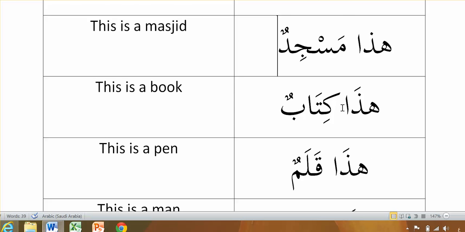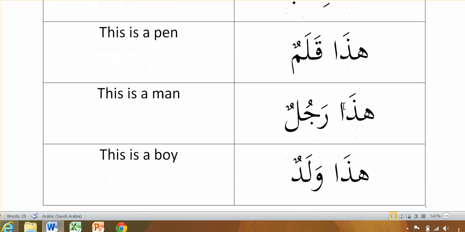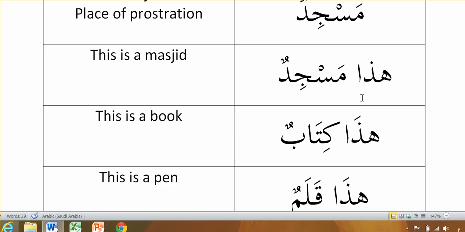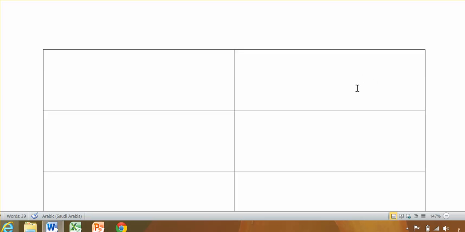The same for kitabun. هذا كتاب. هذا قلم. هذا رجل. هذا ولد. So here we have 5 examples of sentences using the word هذا. Now if you were to look in the Quran, you'll find tons of examples of the word هذا being used. Let's use the other word. هذه.